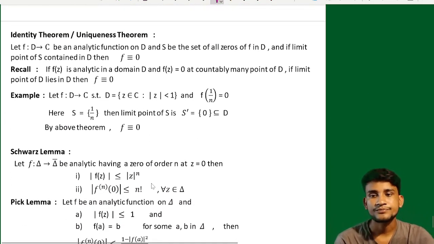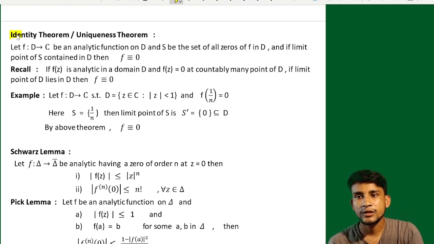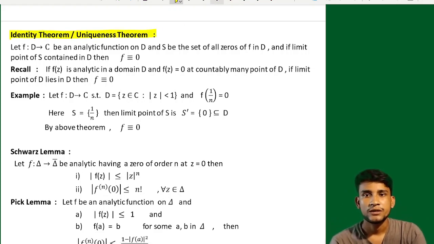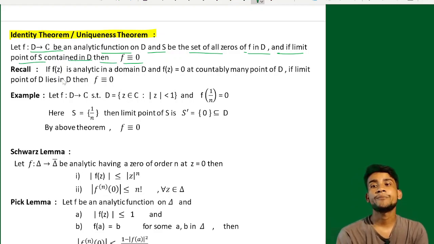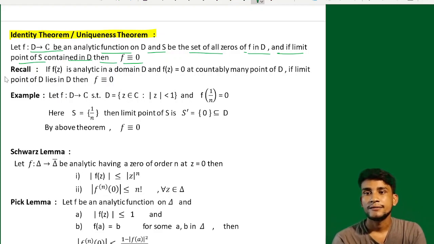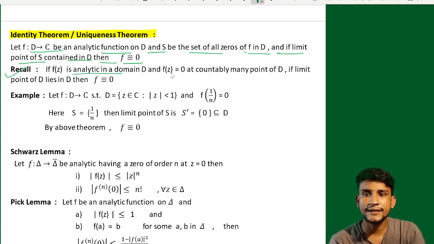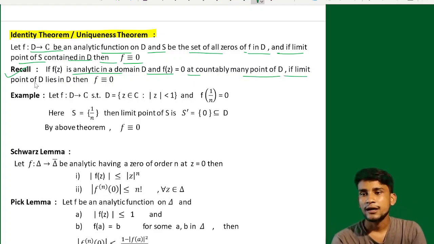Now we come to the identity theorem or uniqueness theorem. The identity theorem says: let D be a domain in C, f from D to C be an analytic function on D, and S be the set of all zeros of f in D. If a limit point of S is contained in D, then f is identically 0. So this is the uniqueness theorem. Recalling, if f is analytic in a domain D and f(z) equals 0 at countably many points of D, if the limit point lies in D, then f is identically 0.